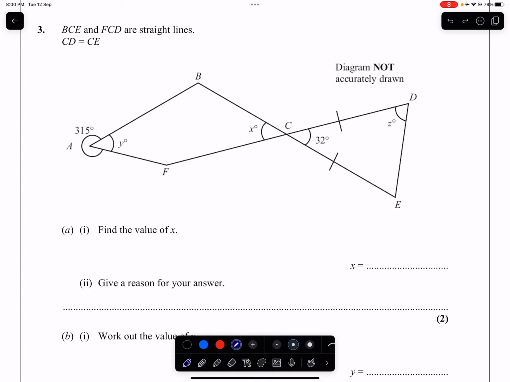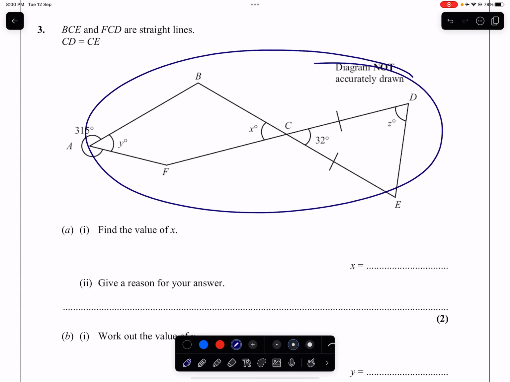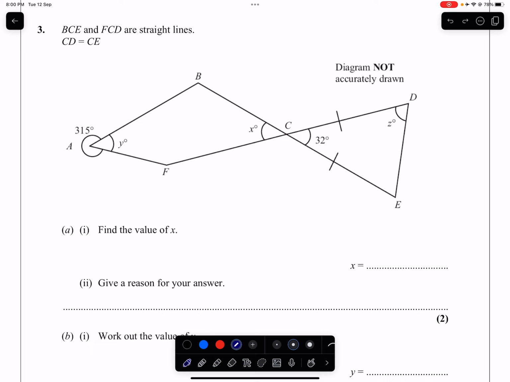Question 3. We are given a pretty complicated diagram here with angles and information all over the place. The question tells us that the length of CD equals the length of CE, and that is shown already in the diagram with these two lines. And we are asked to find the value of x.